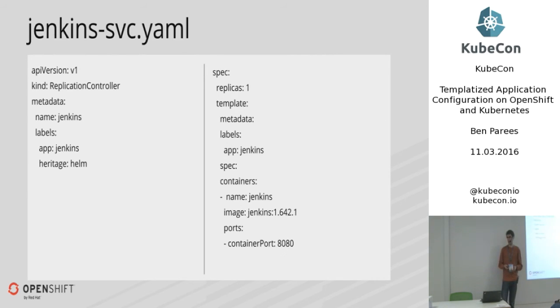And then if we look at what the service YAML looks like, it's exactly what you would expect. In this case, it's just defining a Kubernetes replication controller with very hard-coded specific values of what image it's going to run, what ports it's listening on, labels to apply, etc.